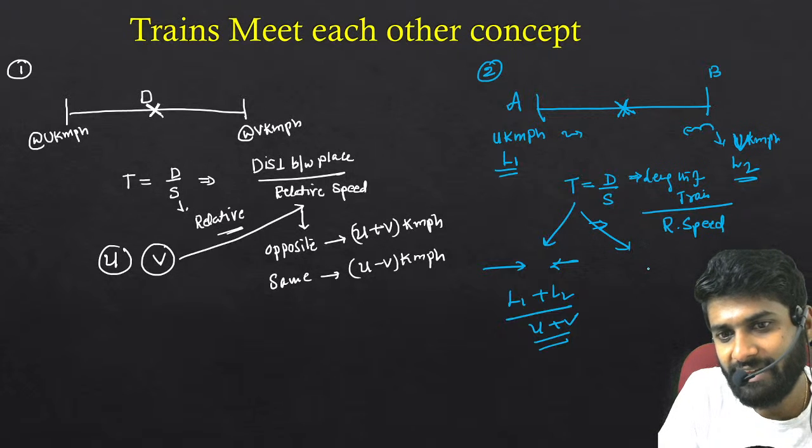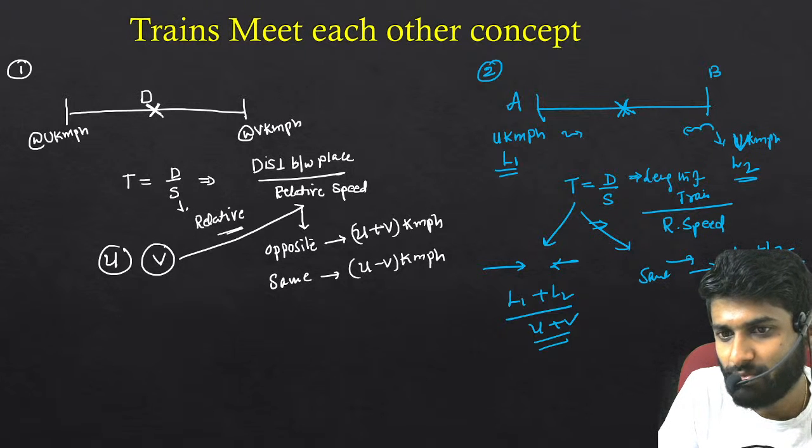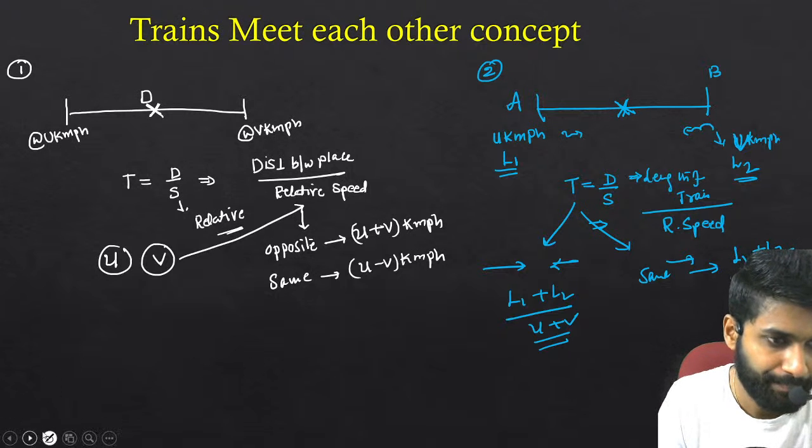If both are traveling in the same direction, then the time they take to meet each other means the length of the two trains divided by U minus V. So that is concept number 2.